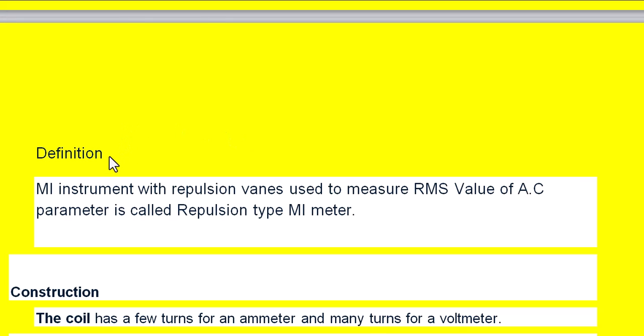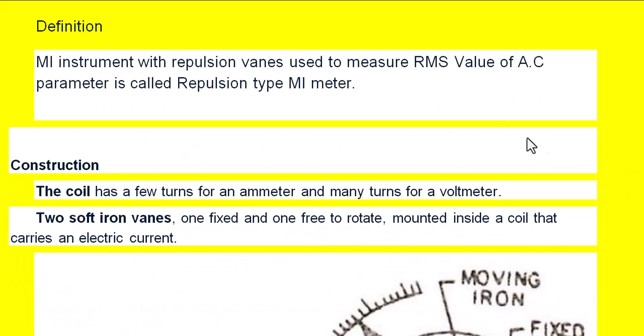Next, coming to the definition, any meter that uses repulsion of vanes to measure the RMS value of AC parameters, that is called repulsion type MI meter. Let us see the next, construction of this repulsion type moving iron instrument.